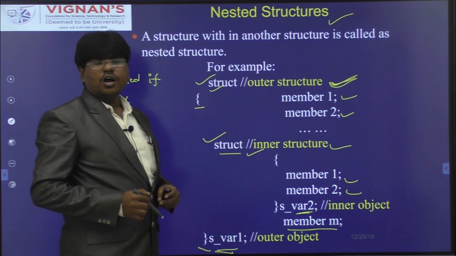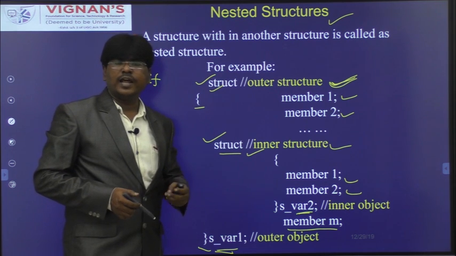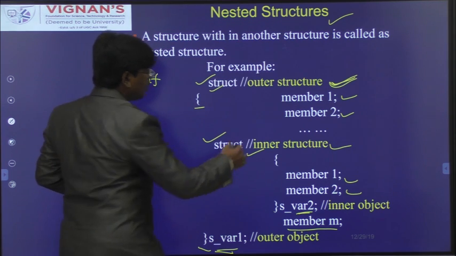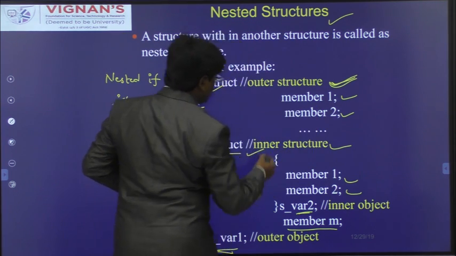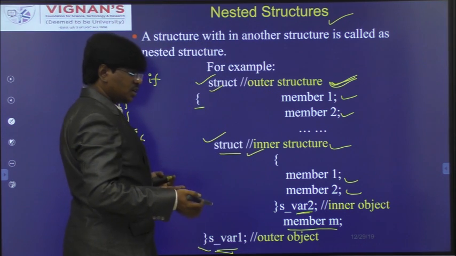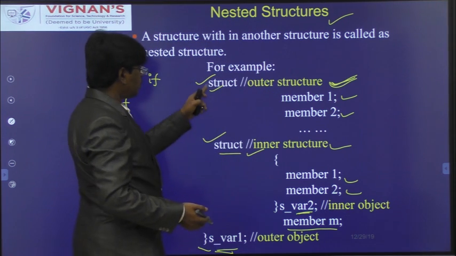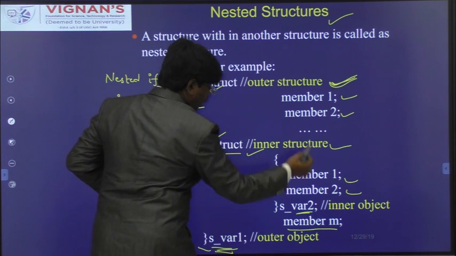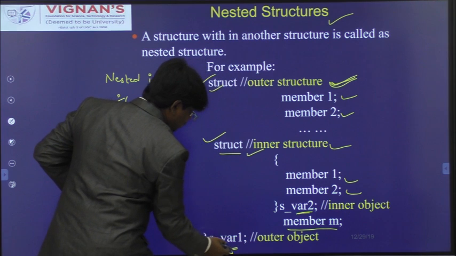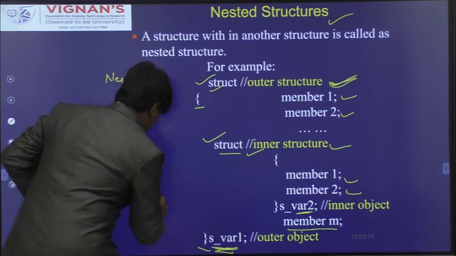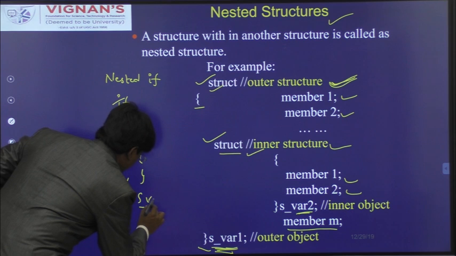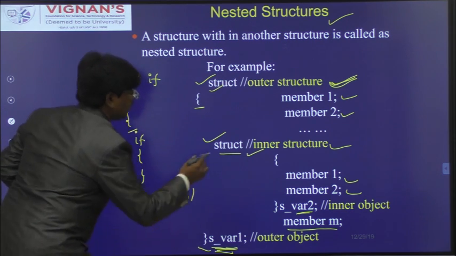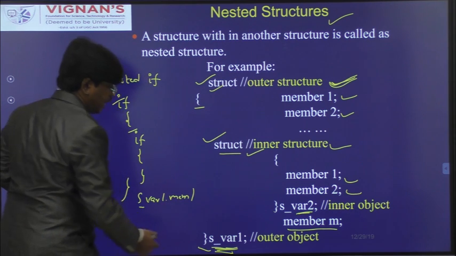Okay, so sir, how can we access the members of the structure? With the help of the structure variable only. For example, I want to access member 1, member 2 of the outer structure. How can I access them? What is the variable associated with this particular structure? This only. So if you want to access member 1, member 2, and so on, member M also, how can we access them? With the help of s_variable1.member1, like that member 2, and so on, member M also you can access.